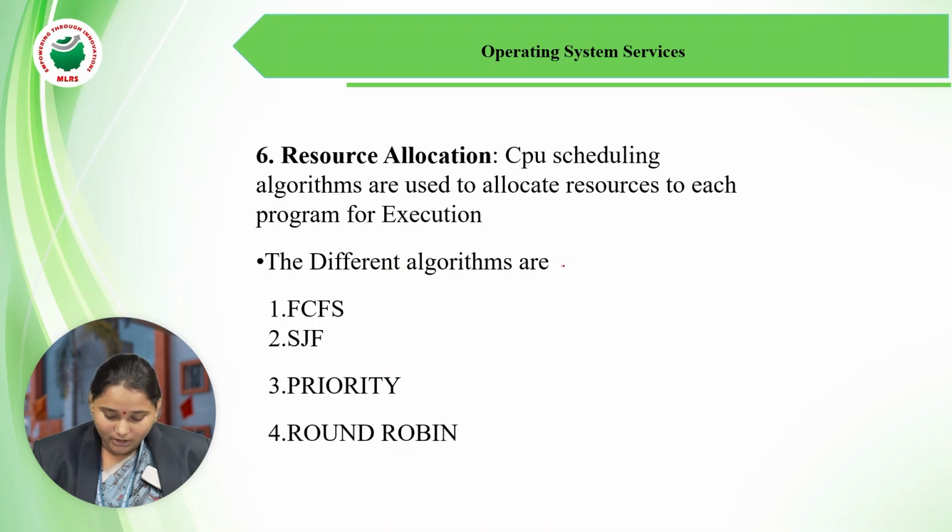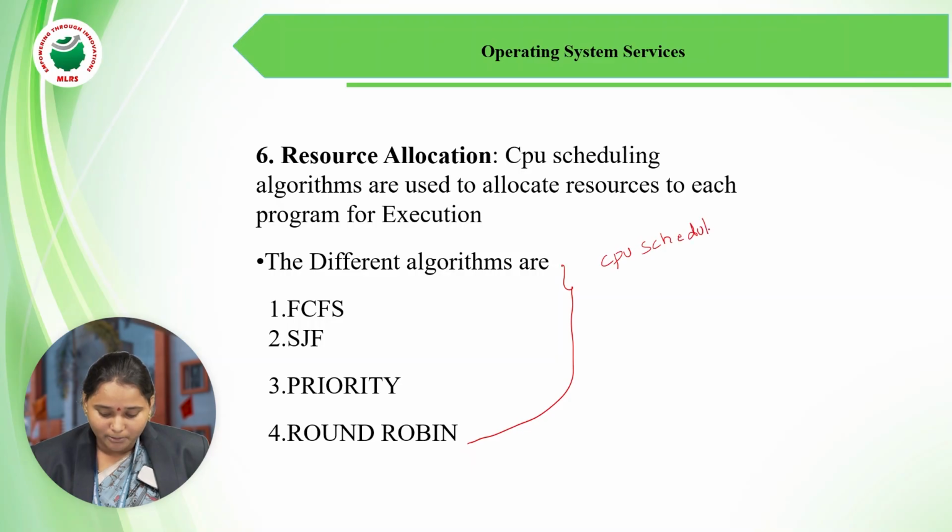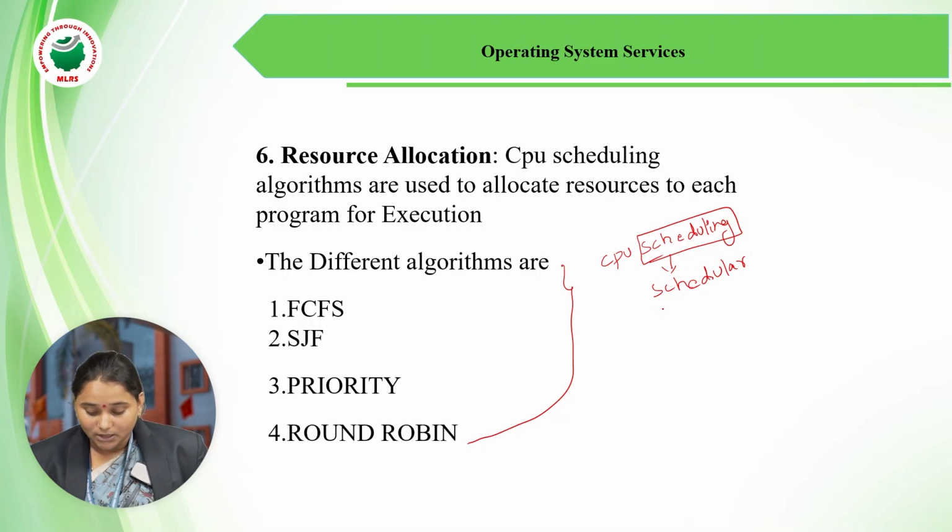Okay, here we have the CPU scheduling. CPU scheduling is nothing but, while executing the program, the CPU scheduling contains a scheduler. Scheduler is nothing but the programs should be executed in a particular time. That can be done by the scheduler only. Whenever the program is executed, the execution of the program can be done by the scheduler.